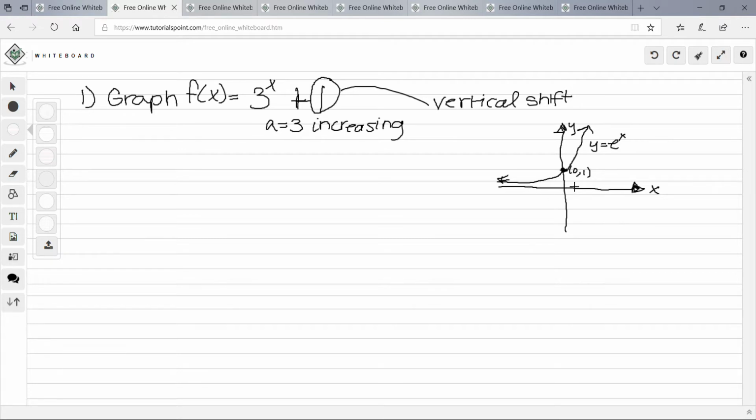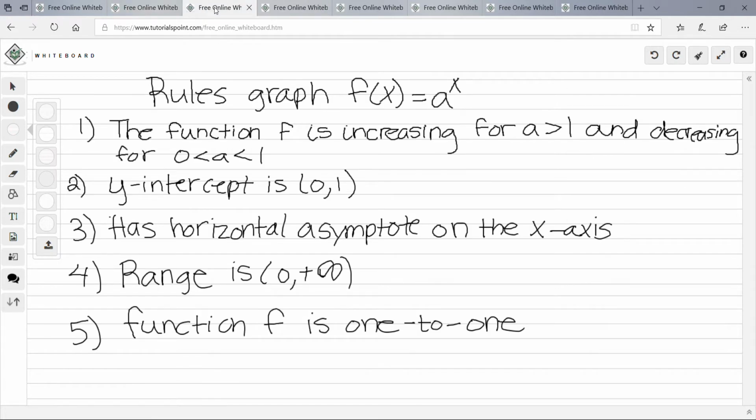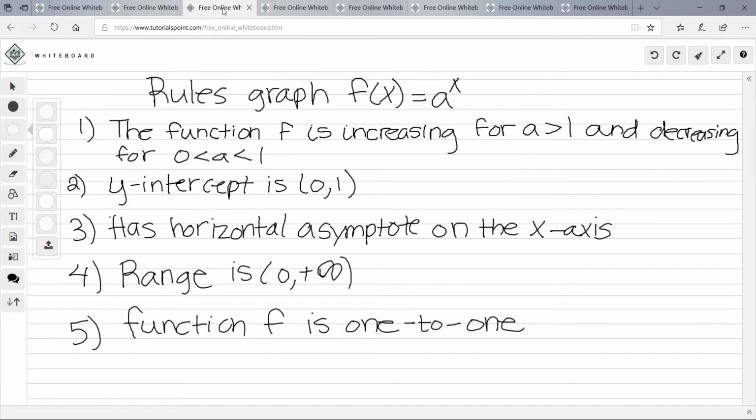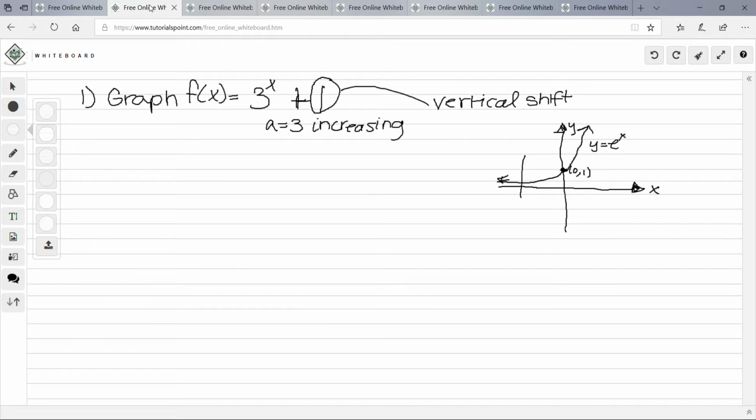Notice how it gets really close to the x-axis, but it never touches. That's why it has a horizontal asymptote on the x-axis, and it's definitely 1 to 1 because if you do the vertical line test, it passes. It only hits each point once. And the range is from 0 to positive infinity. Let's see if that's true. The range is the y value, so yes, it gets really close to 0, and then it just increases. So that's true, 0 to positive infinity.